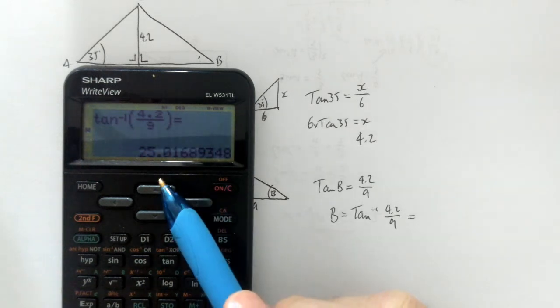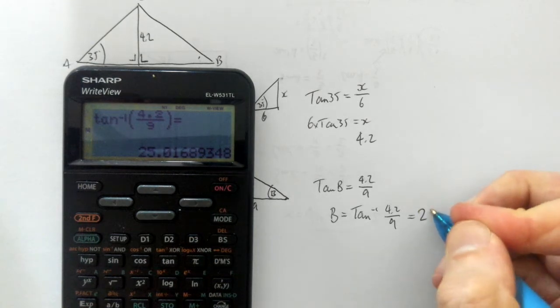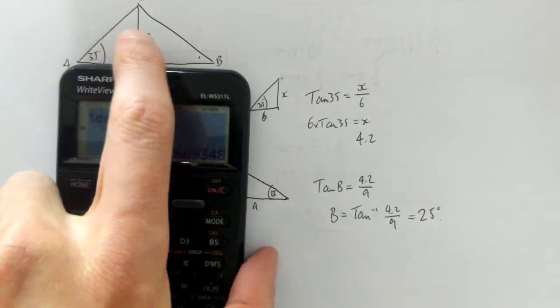Okay, 25.01, so to the nearest degree, it's 25 degrees.